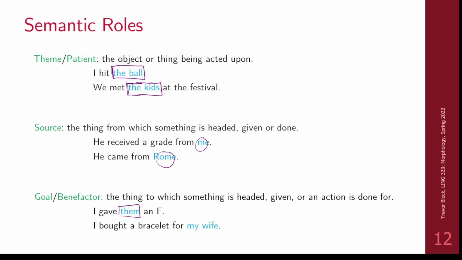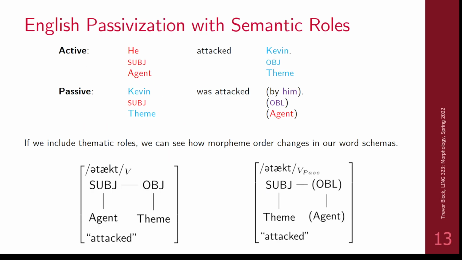I bought a bracelet for my wife. So this could be a goal because it's going to your wife, but better thing to say is a benefactor. So she's the one directly receiving a benefit from it. So usually a preposition like for has this benefactive meaning. So we're going to use these semantic roles in passivization to track that movement.